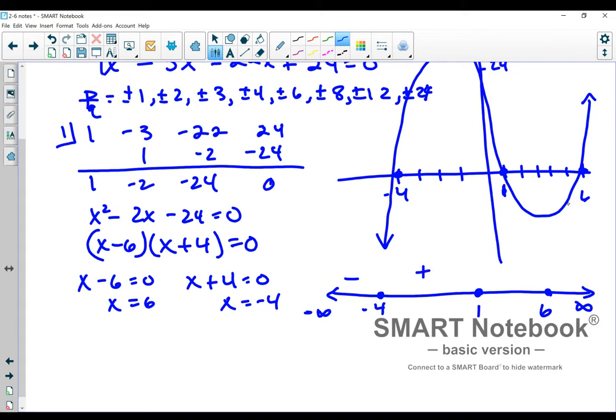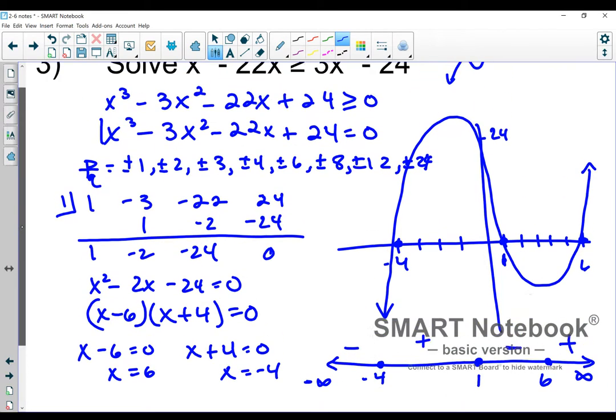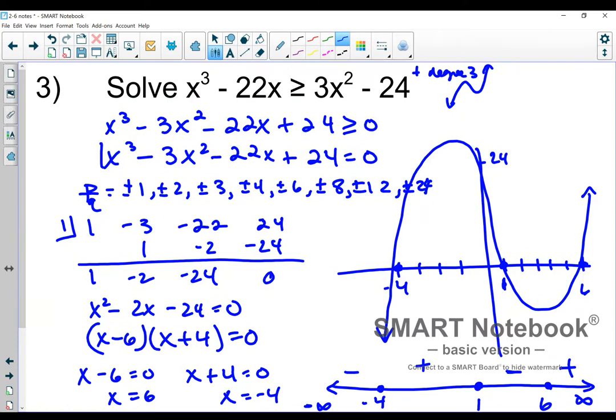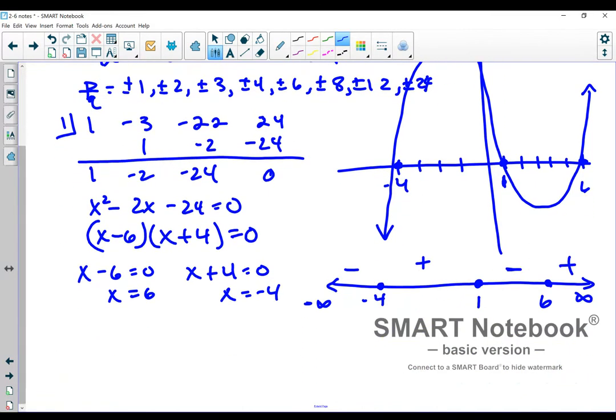And then between 1 and 6, it's back down, it's negative. And then after the 6, it goes up again, it is positive. So these are my signs for y. But now, if I go back to the beginning, it says, where is my function greater than 0? So that means I want my f of x to be greater than or equal to 0.